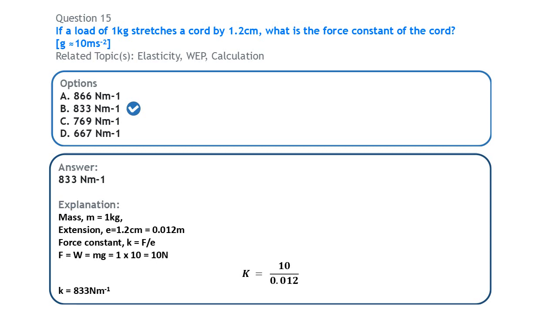The extension produced in the cord is 1.2 centimeter. We will convert this to meter by dividing by 100. So when you divide this by 100, we have 0.012 meter. You can then use the formula for the force constant: the force constant is equal to the applied force, or the force causing the extension, divided by the extension that it produces, and that is going to be 10 divided by 0.012 meter. So we are getting 833 Newton per meter approximately.